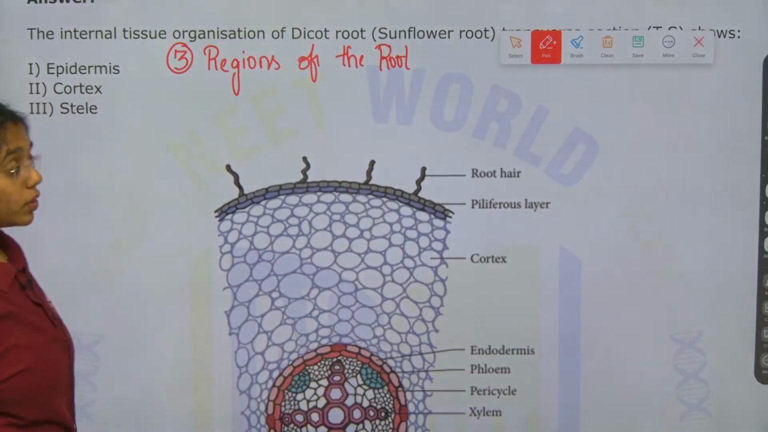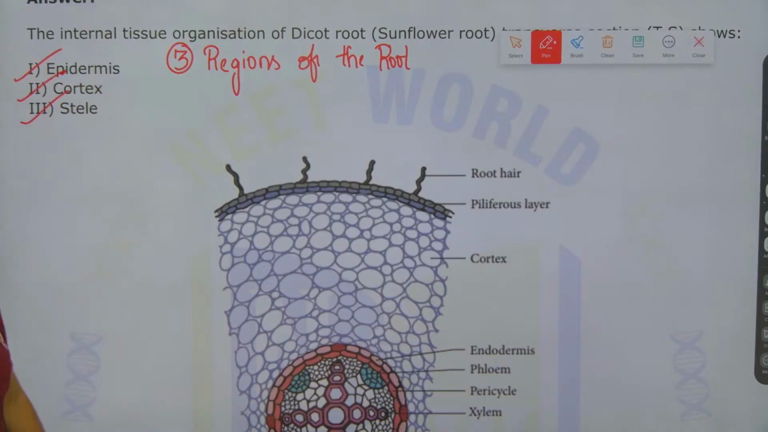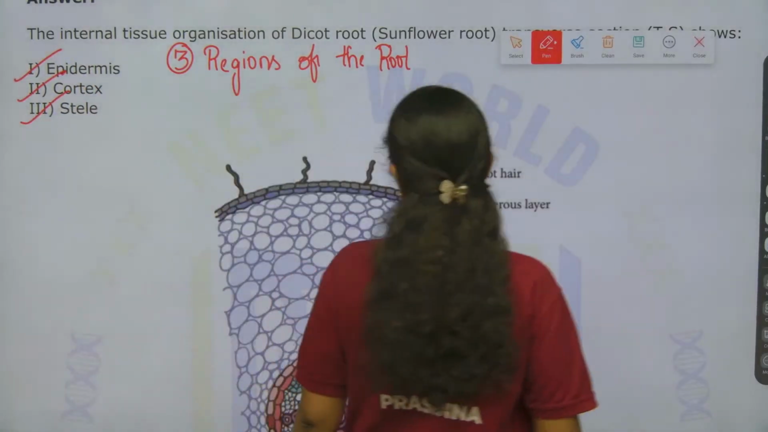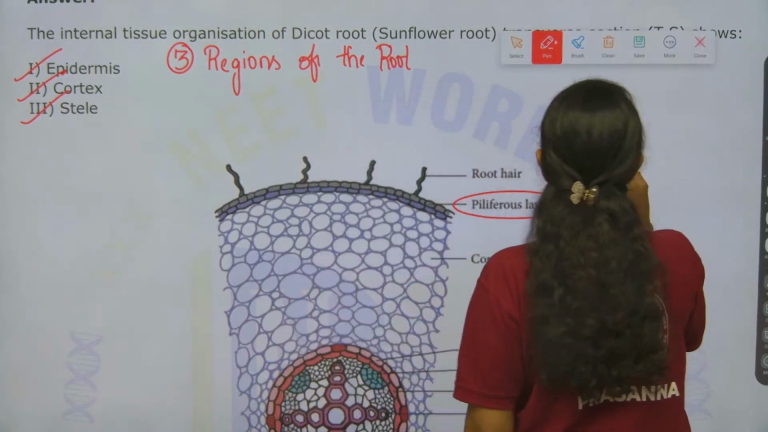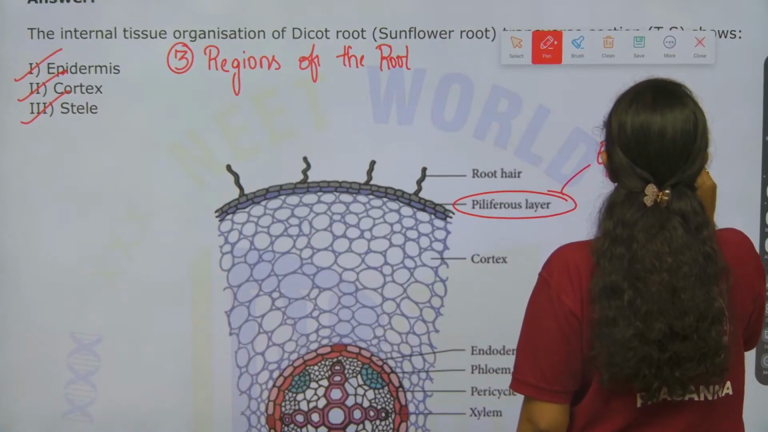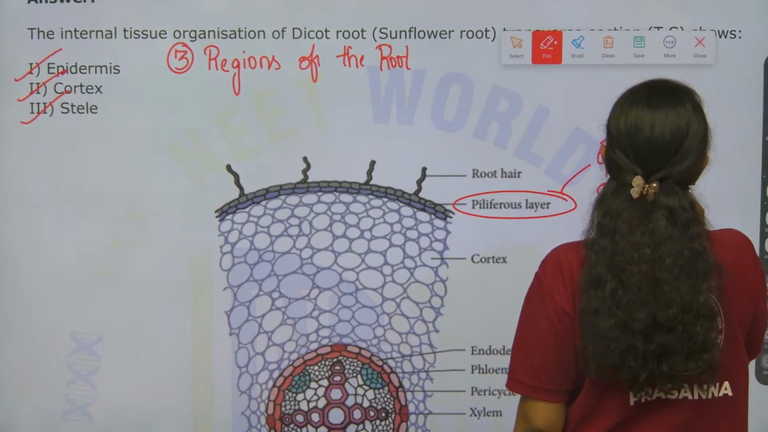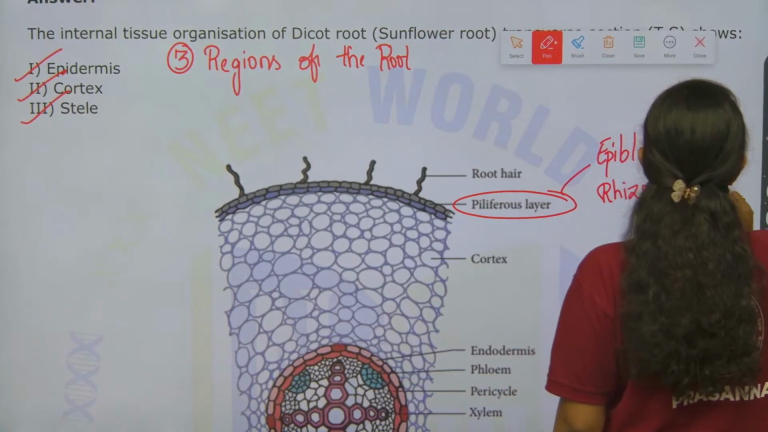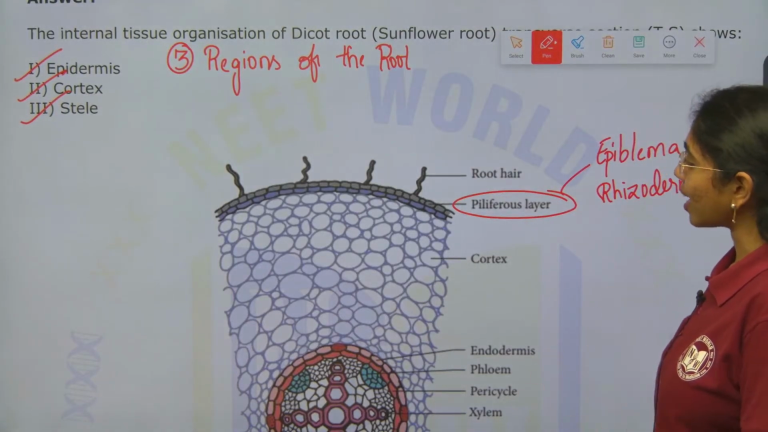Three regions of the root. First is what? Epidermis, cortex and stele. Right? So, here you remember one thing. Epidermis is also addressed as piliferous layer, epiblemma or rhizodermis. Fine, right? It is also addressed as what? Piliferous layer, epiblemma or rhizodermis.